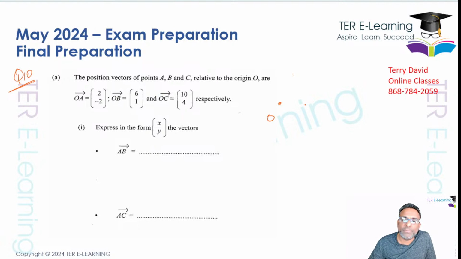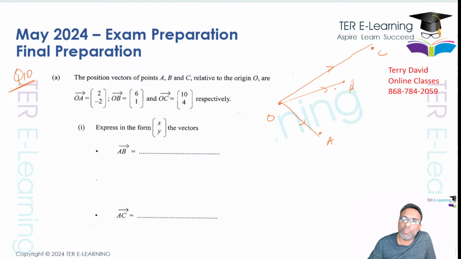I'll put O here. Minus 2, 2 is going to be down here. 6, 1 is going to be up here, and 10, 4 is going to be up here. So this is 2, minus 2, this is A, this is B, and this is C. All right, so these are my vectors here, OA, OB, and OC.